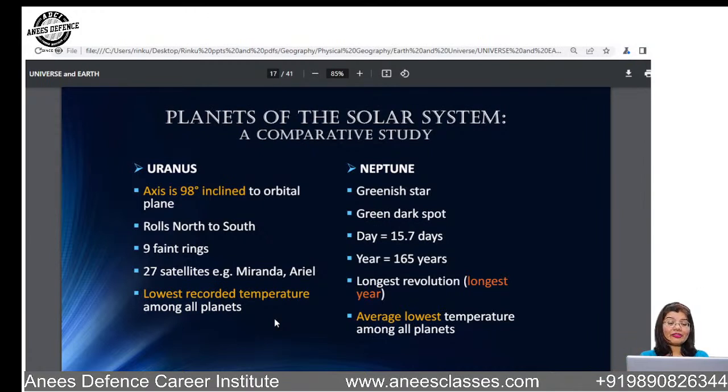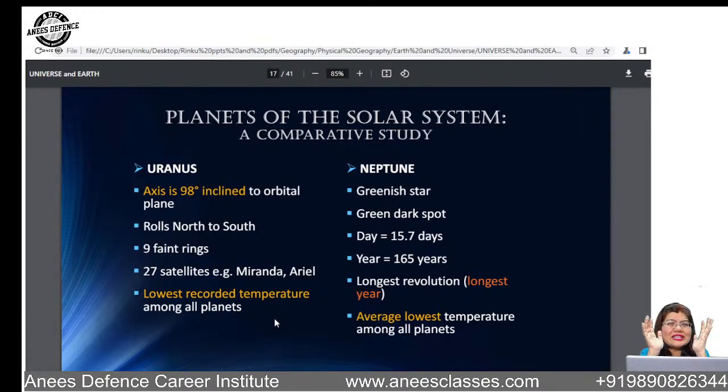Okay, it's larger. Fine. Like we discussed, all these planets have a ring structure. The Jovian planets all have a ring structure. Uranus also has a ring structure, and Uranus comes with 27 satellites, and the lowest recorded temperature among all planets also. Now, ideally, Uranus should not have the lowest temperature. Neptune should have the lowest temperature because it lies farthest away from the sun among all the planets. So Neptune does have the average lowest temperature among all the planets, but Uranus happens to have the lowest recorded one.